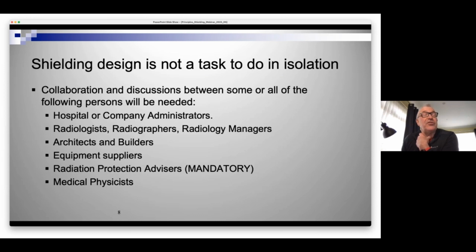And just to repeat this, shielding design isn't something to be done in isolation. As well as the RPA's input, which is mandatory, as we all know, according to IRR 17, lots of other people will need to be involved. And again, things should not be done in a vacuum, should not be done in solitude. You need to consult all of the people who are listed here. And of course, you're going to get copies of the slides, so I'm not going to really go through them.